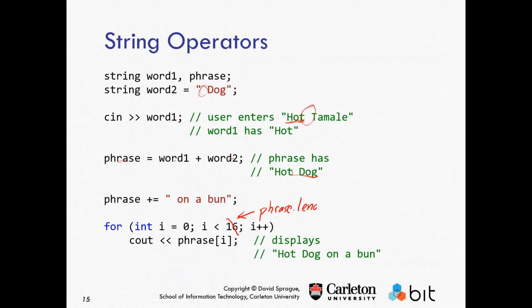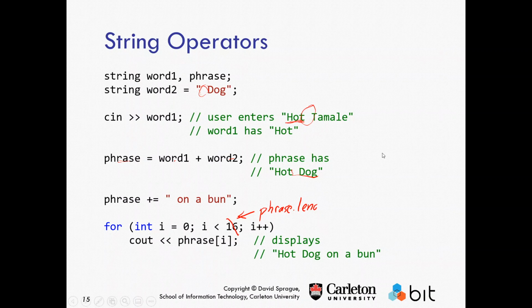Come on. I think my pen's about to die on me here. I don't know why the pen's not working. String phrase dot length. I don't know why my pen's not working right now. Oh yeah, the pen's not working at all right now.